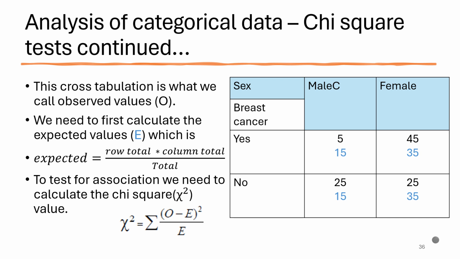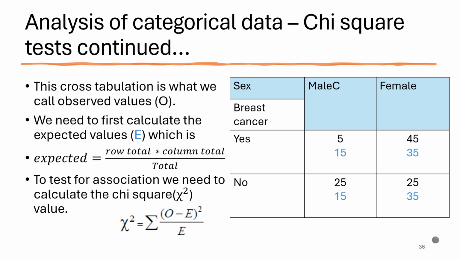Those are the 50 that are positive for breast cancer. Now I've color coded these, right? The black one is what's observed. That's what the data is. That's what we've observed. The blue ones is what we expect to be in that cell if there was no association between sex and breast cancer, right? If there was no association between sex and breast cancer, we expected 15 males to be positive for breast cancer, 15 males to be negative for breast cancer, 35 females to be positive for breast cancer, 35 females to be negative for breast cancer.